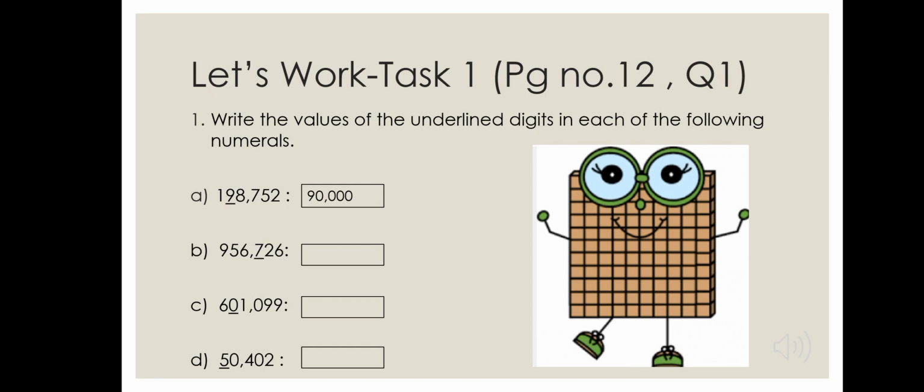Similarly for part B, you can see 7 is underlined, which also holds the place value of hundreds, which means you are going to place 2 zeros after 7, which gives us the answer of 700. Remaining 2 must be done by you.